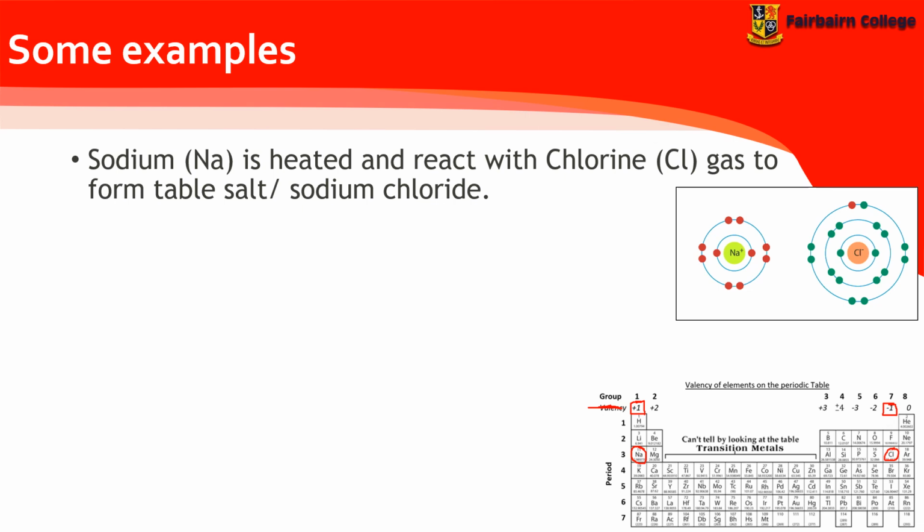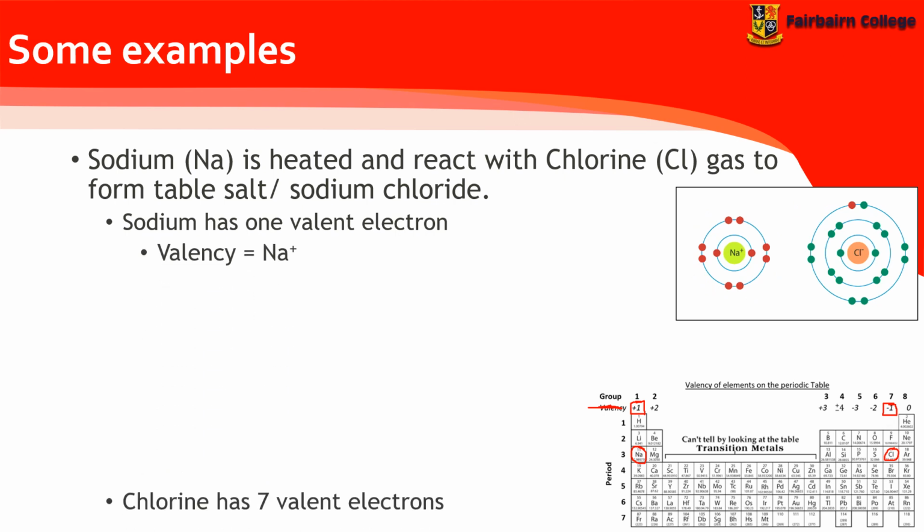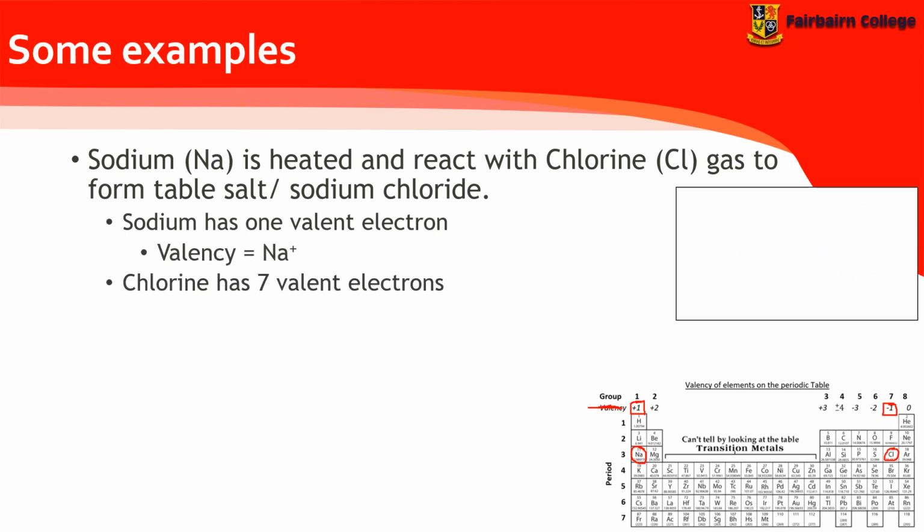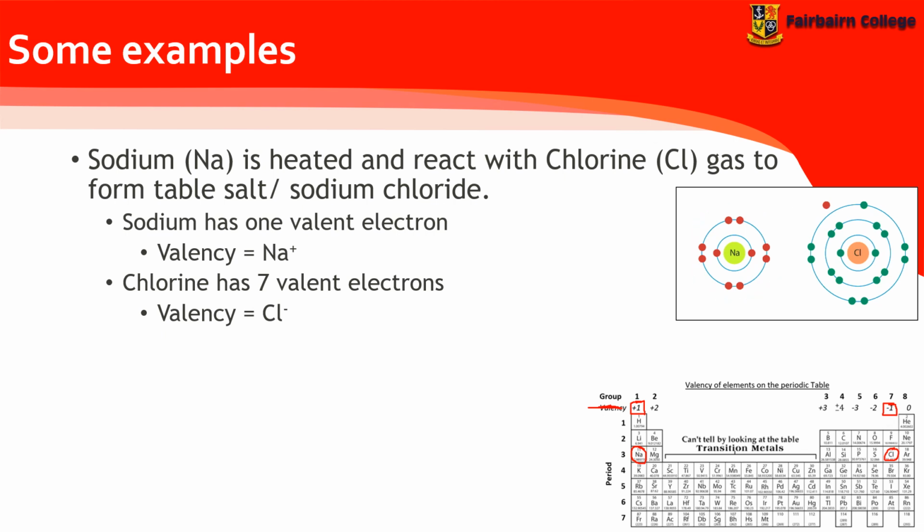So you identify them on the periodic table, you identify the valency, and then you write it down. Sodium has 1 valence electron, so it has a valency of +1. Chlorine has 7 valence electrons, so it has a valency of -1. So let's look at how we do this.